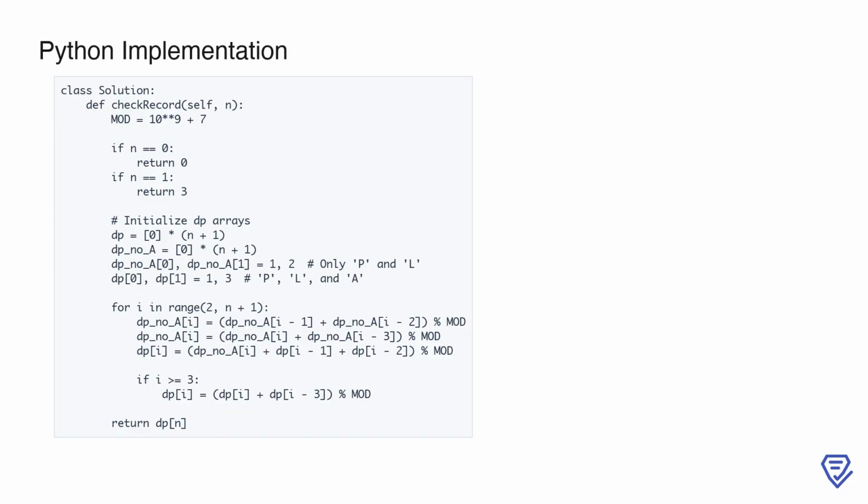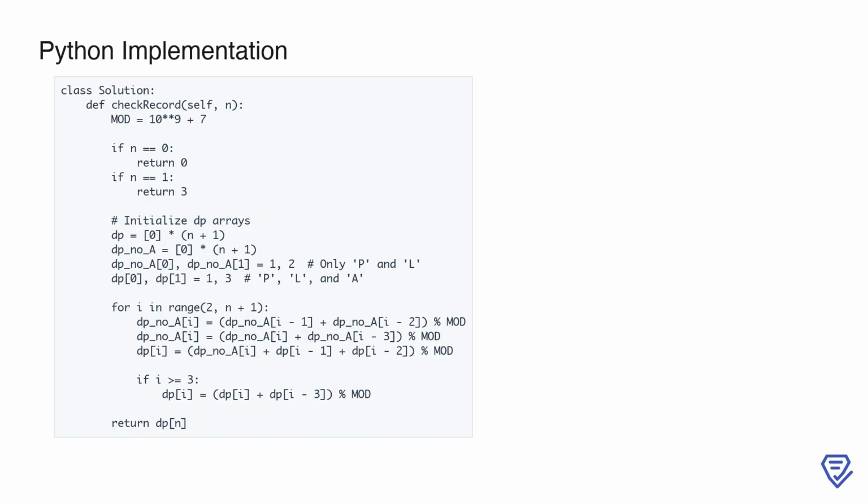For DP_no_A[i], we calculate valid records ending in P, L, or LL by summing values from previous indices. For DP[i], which includes 1 A, we add contributions from both DP_no_A and earlier values of DP, allowing 1 A before the current position. The modulus ensures all calculations remain efficient. Finally, the result DP[n] is returned. This approach has a time complexity of O(n) due to the loop, and a space complexity of O(n) for the DP arrays.